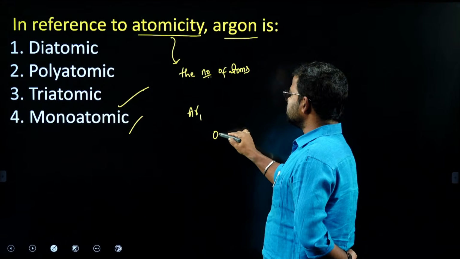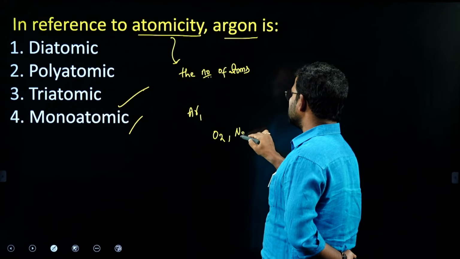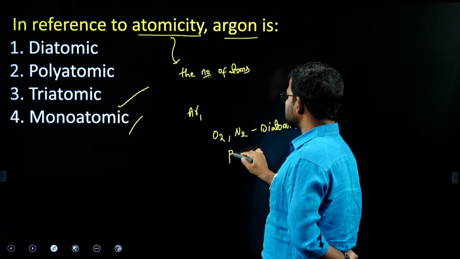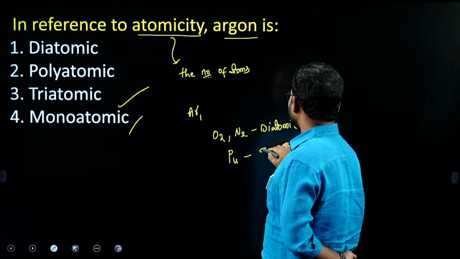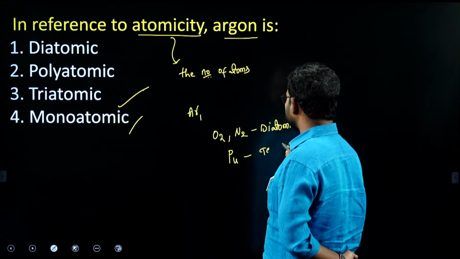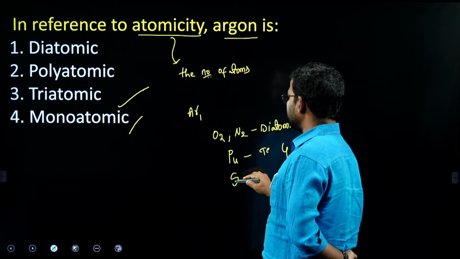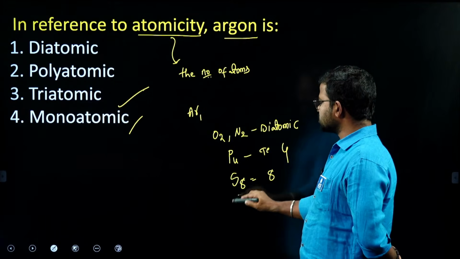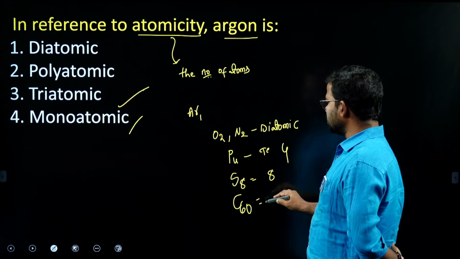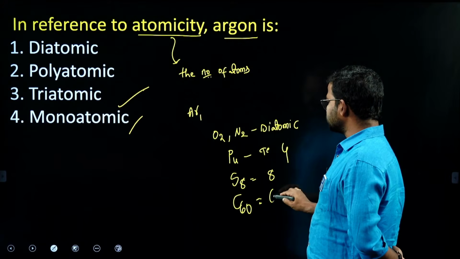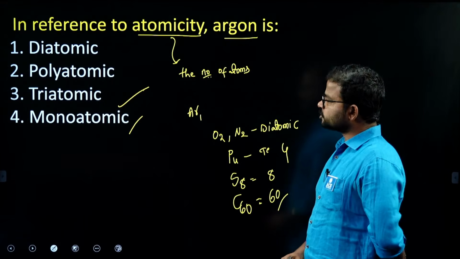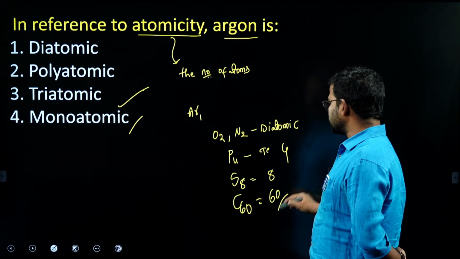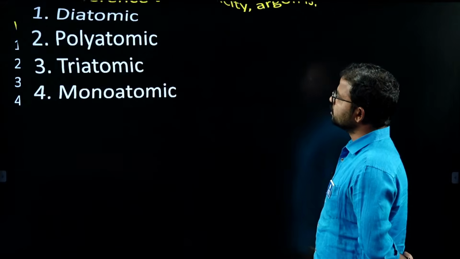What about oxygen and nitrogen? These are diatomic. What about phosphorus? This is tetraatomic, so the atomicity is 4 only. What about sulfur? Sulfur atomicity is 8. What about C60? Which element has the highest atomicity? Mostly carbon, so here the atomicity is 60. This is generally called Buckminster fullerene, and its atomicity would be 60 only.